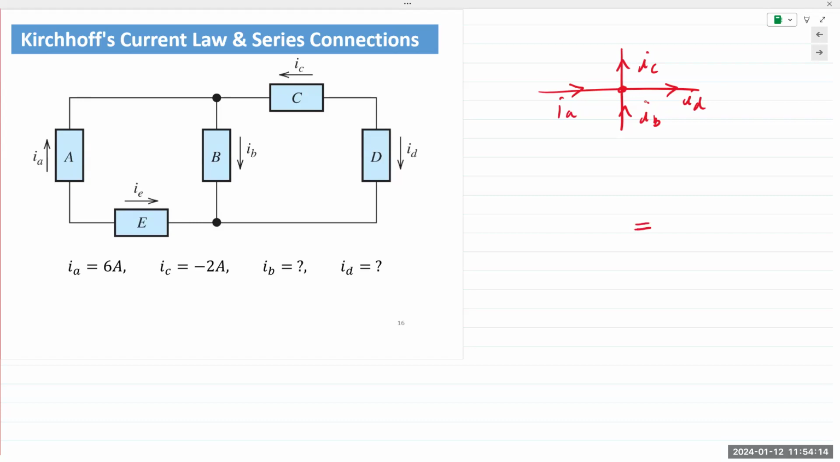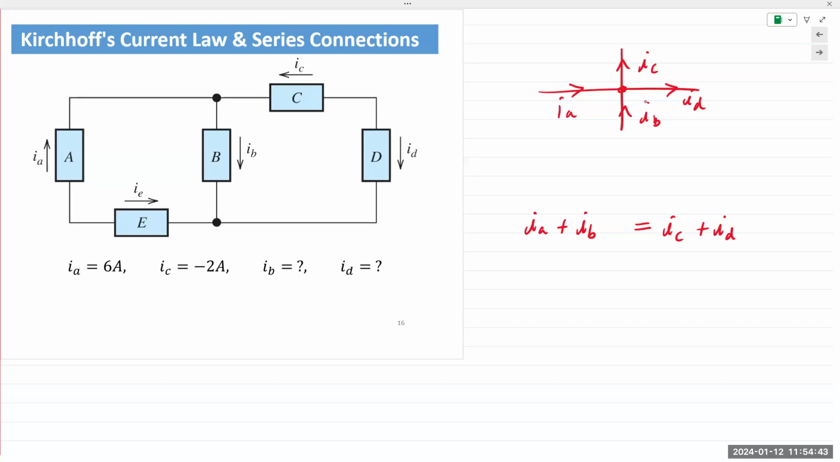I'll simply have an equal sign. All the currents that are entering the junction, I put on the left-hand side of the equation, and all the currents that are leaving the junction, I put on the right-hand side of the equation. And so I get IA plus IB is equal to IC plus ID. As easy as that.